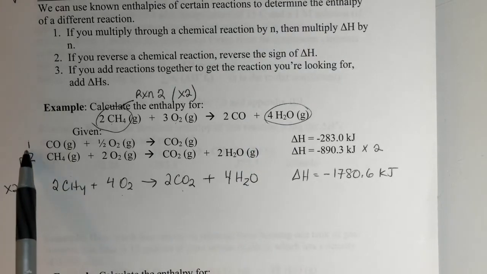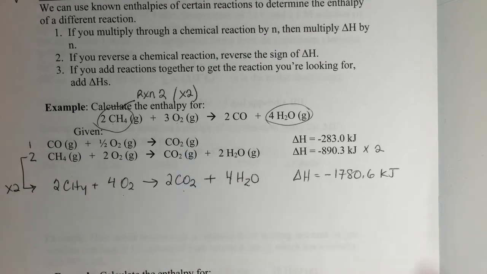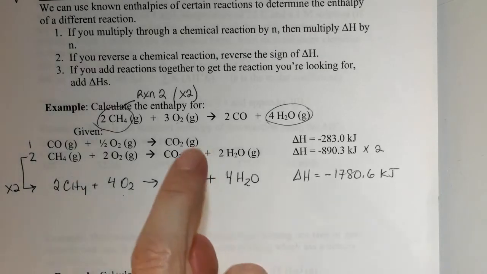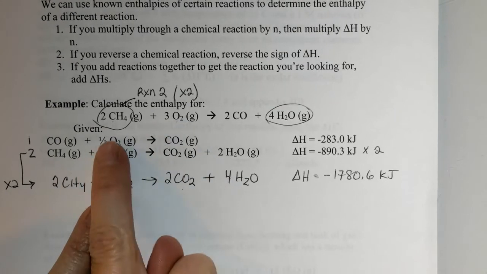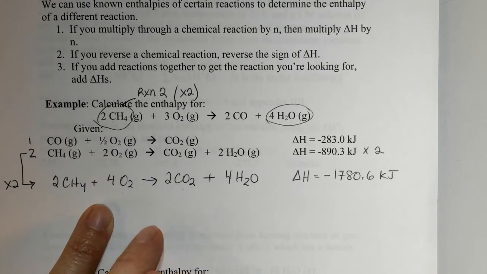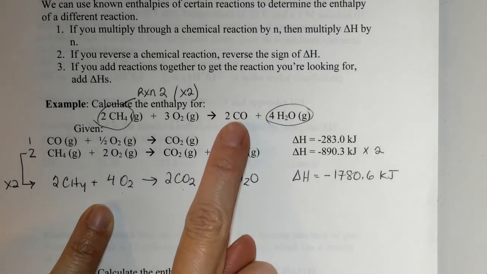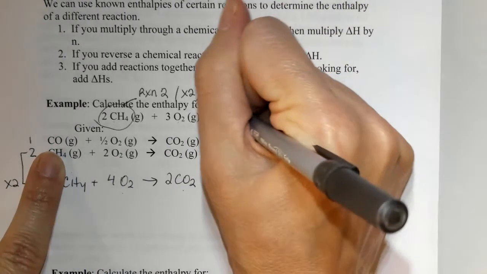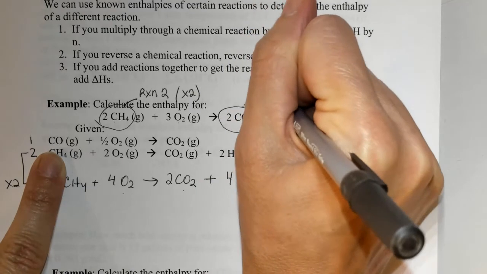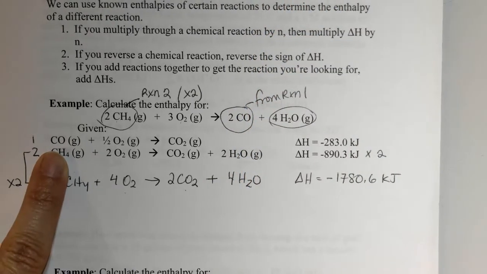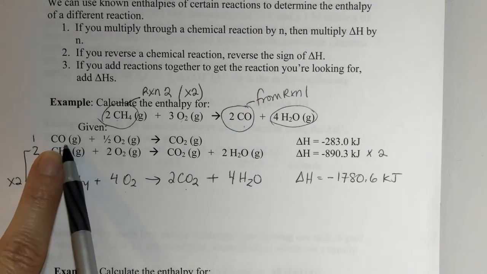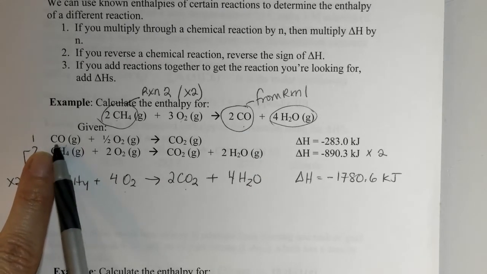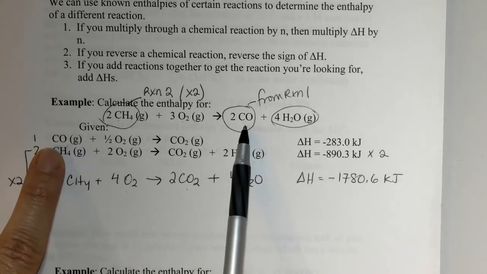So then I look at my reaction 1. Remember, look at unique substances. So oxygen's not unique, it comes from both reactions. The carbon monoxide, however, comes from this first reaction. So carbon monoxide is going to come from reaction number 1. Is it on the correct side? No. In reaction 1, it's on the reactant side. I need it to be on the product side.